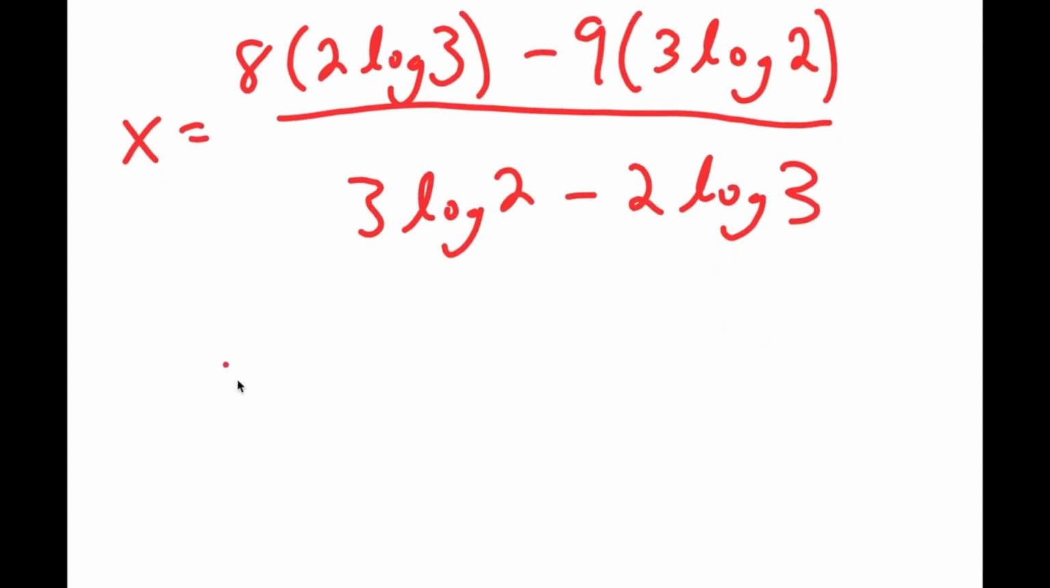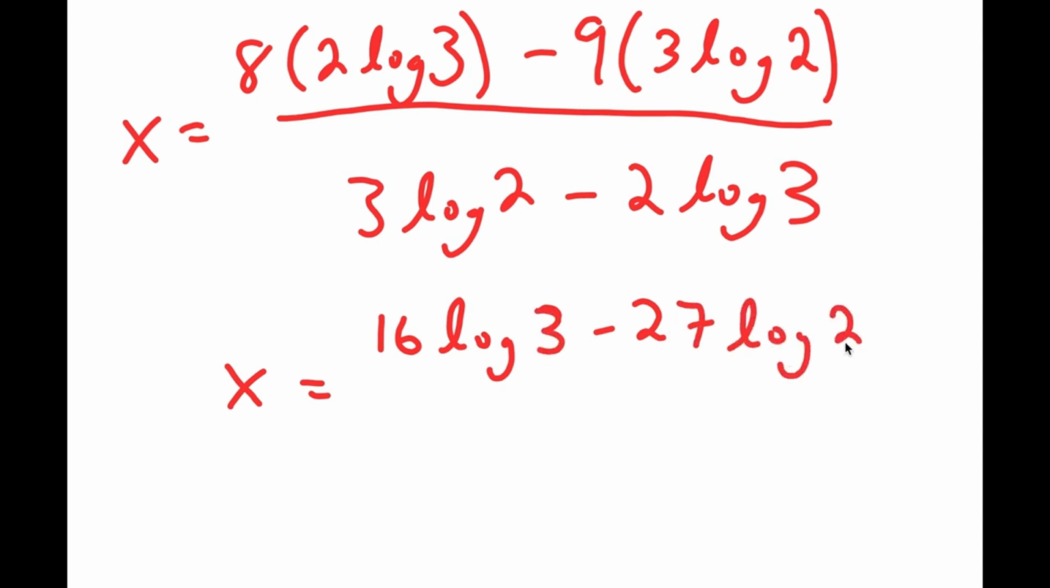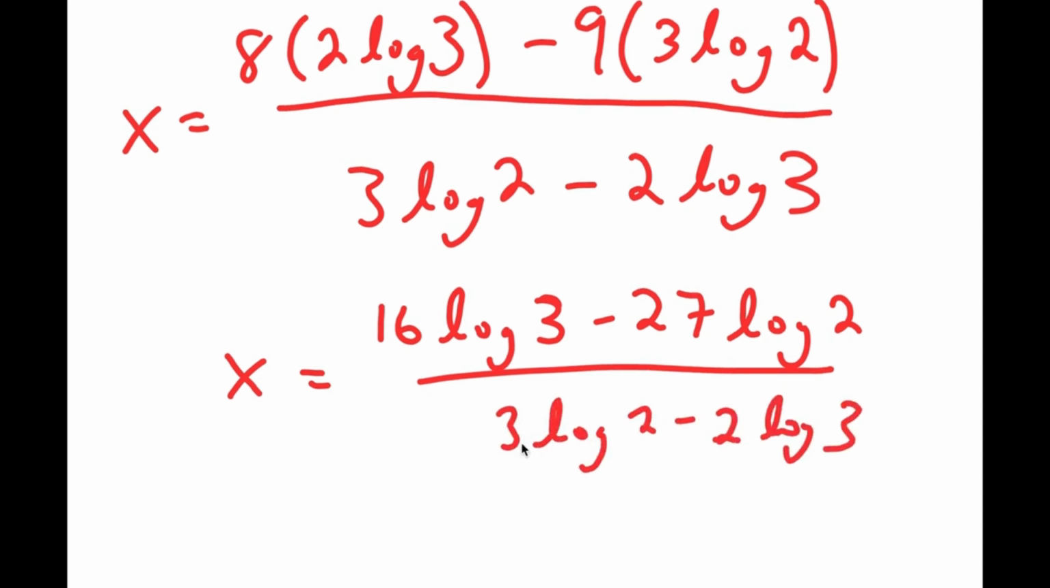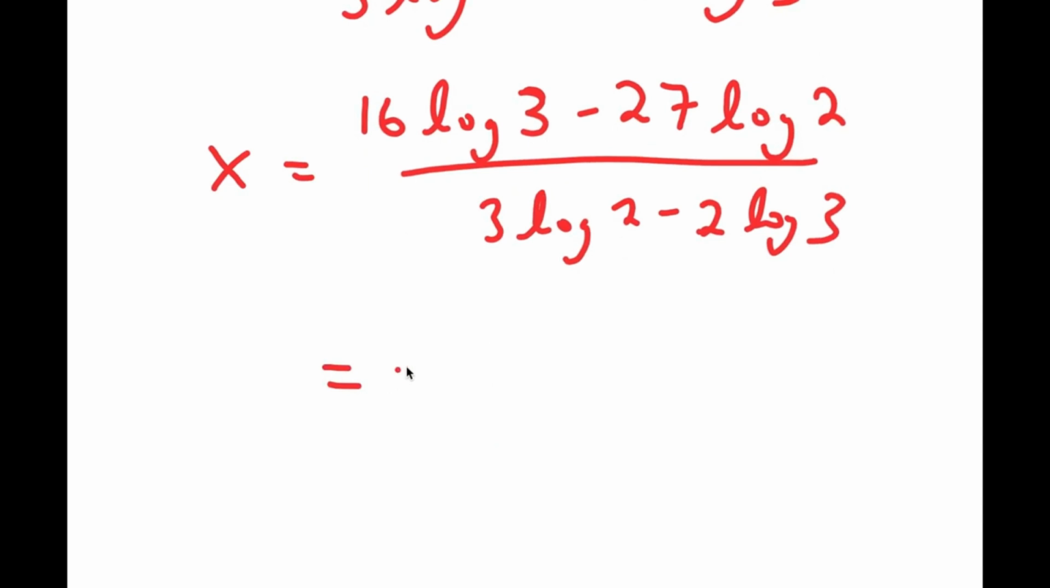Now 8 times 2 is 16, so I get x equals 16 times log 3 minus 27 times log 2 over 3 log 2 minus 2 log 3. And all of this is equal to 9.6548.